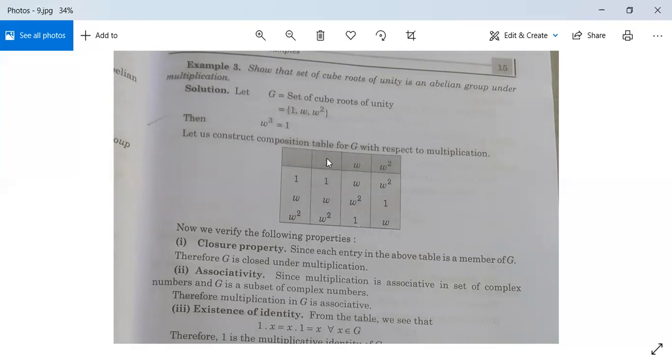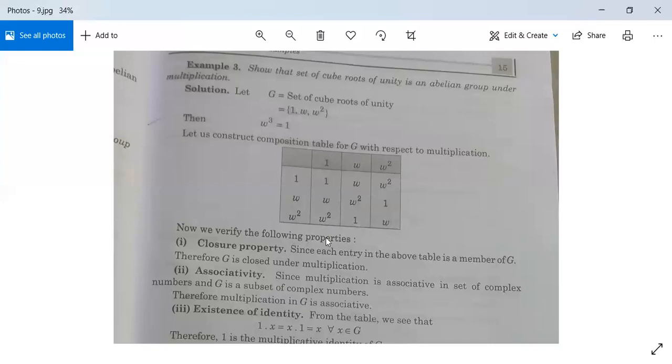So how will the composition table be made? 1, omega, omega square horizontally, and 1, omega, omega square vertically. Now 1 into 1 is 1, 1 into omega is omega, 1 into omega square is omega square. Then omega into 1 is omega, omega into omega is omega square, and omega into omega square is omega cube, which means 1. Then omega square into 1 is omega square, omega square into omega is omega cube, this is 1, and omega square into omega square is omega to the power 4, which means omega cube into omega, so it is 1 into omega, which is omega.